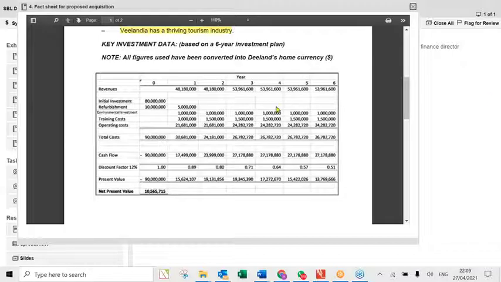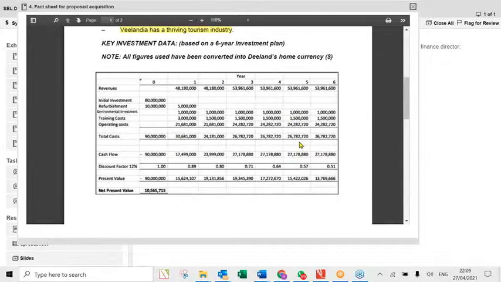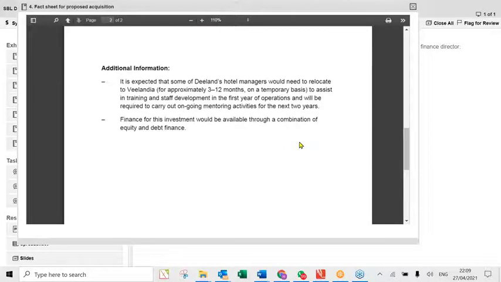And let me see, because I'm acceptability. Excellent guys. Very good. I'm impressed. So I will analyze this data in a bit. Oops, what is this additional information? It is expected that some of D-Land's hotel managers would need to relocate to Villandia on a temporary basis to assist in training and staff development in the first year of operations, and will be required to carry out ongoing mentoring activities for the next 2 years.